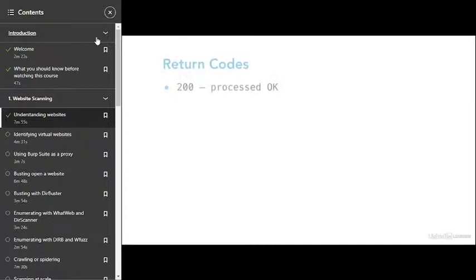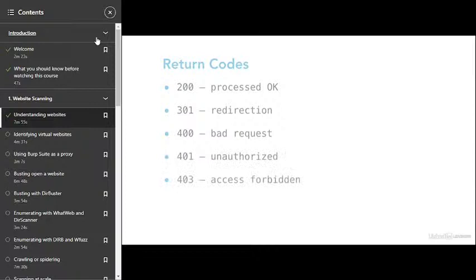There are 7 common status codes. 200 indicates that the request was processed without any problems. 301 means a redirection for pages that have been moved. 400 is a bad request. 401 is unauthorized. 403 means access is forbidden. 404 is an unknown page. And 500 is an internal server error.